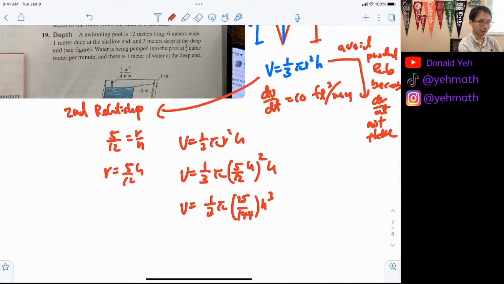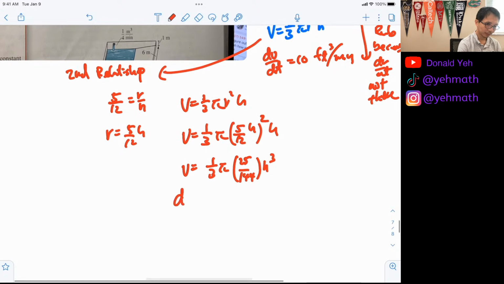Don't be afraid to take a derivative. The only variable you have is what? h to the cube. What happens when you take a derivative of the h to the cube? Then the 1/3 cancels out, and then you have pi 25/144 h squared dh over dt. Very good. 144 pi. And the h cube cancels out. It's going to be h squared dh/dt.